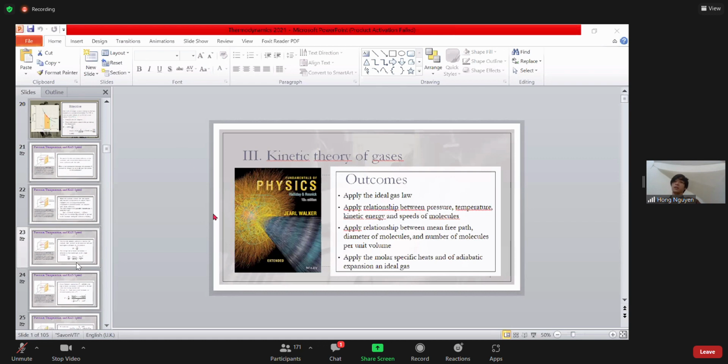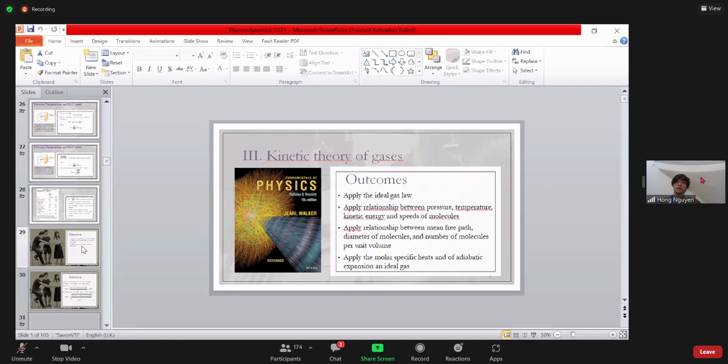So we know that in the first law, we relate the change in the internal energy with the heat and the work of a system. This is the principle of the first part. In the second part, we discussed the kinetic theory of gases.